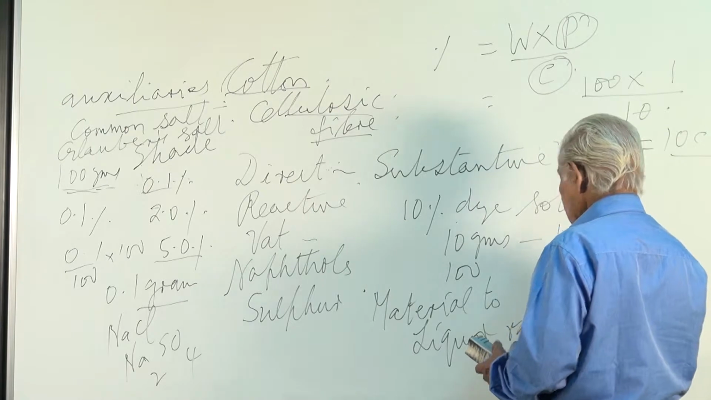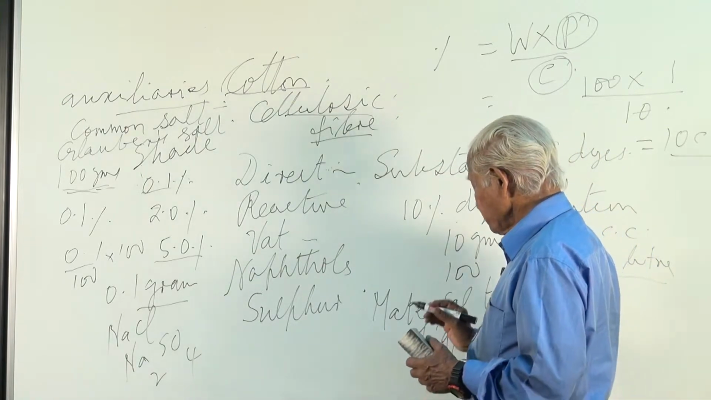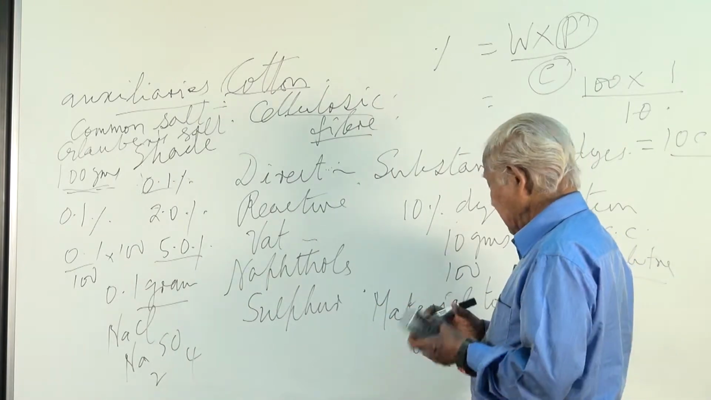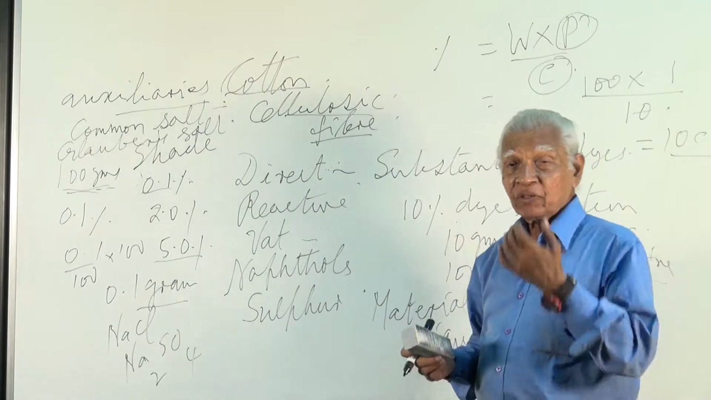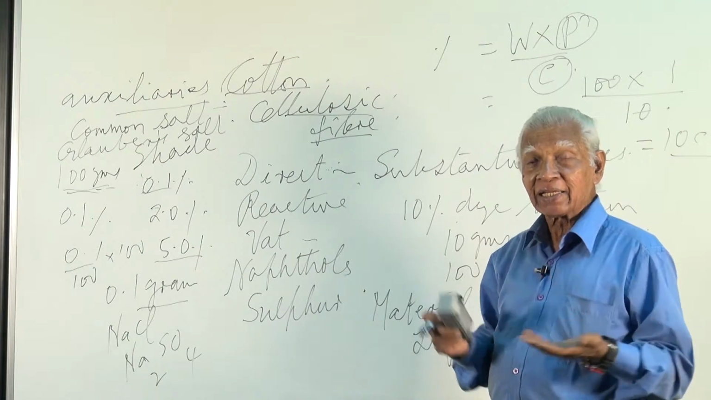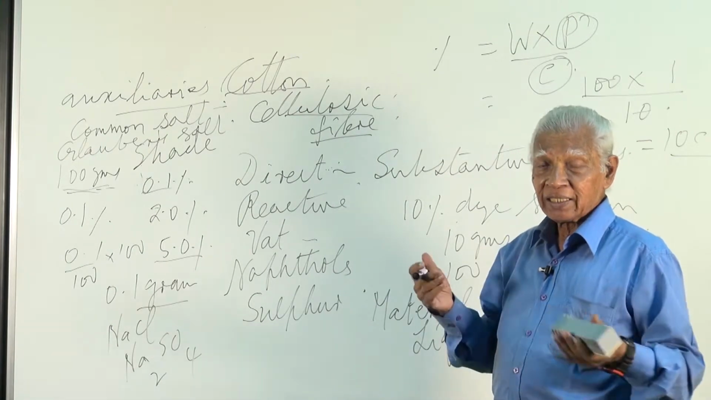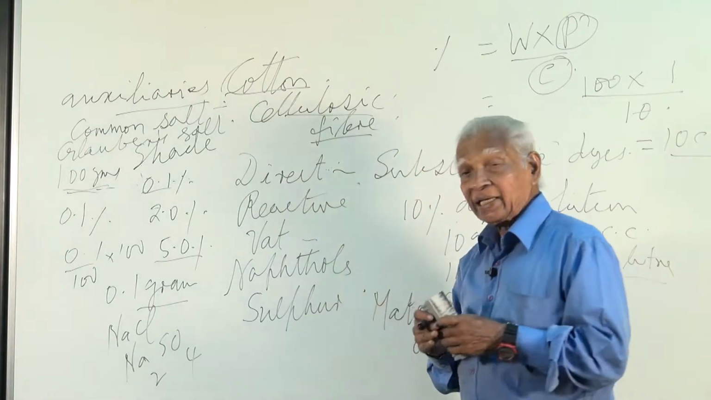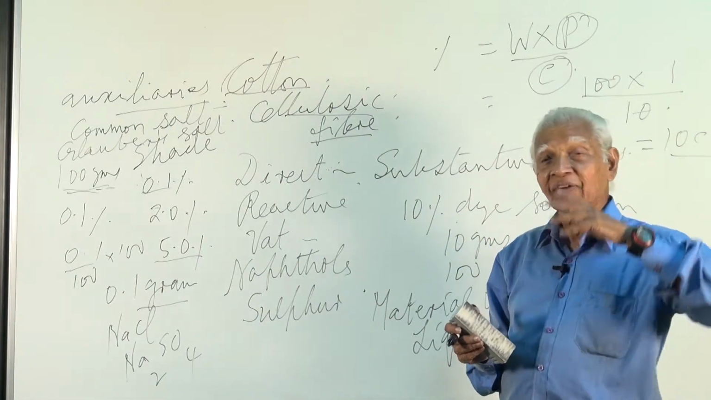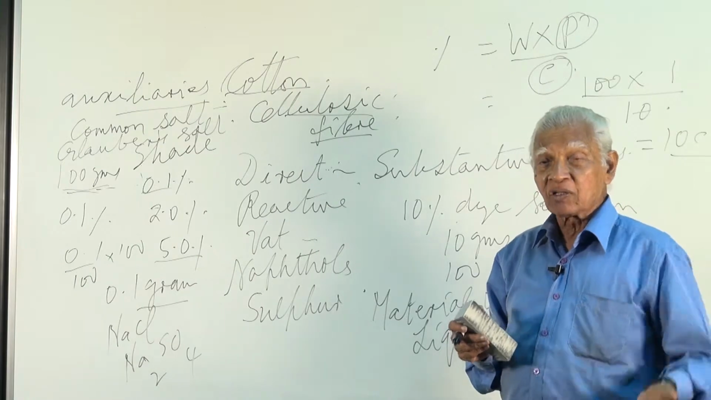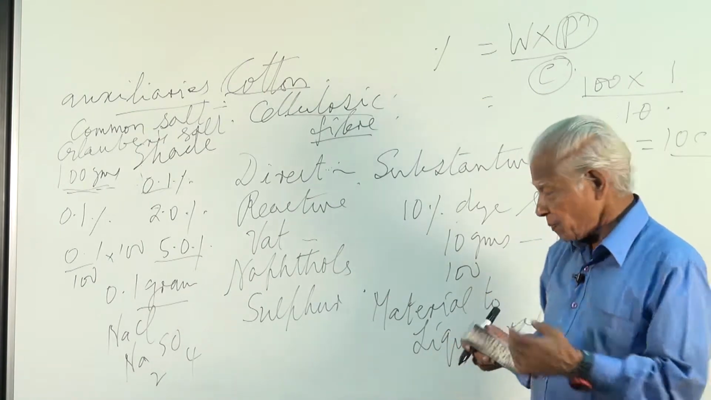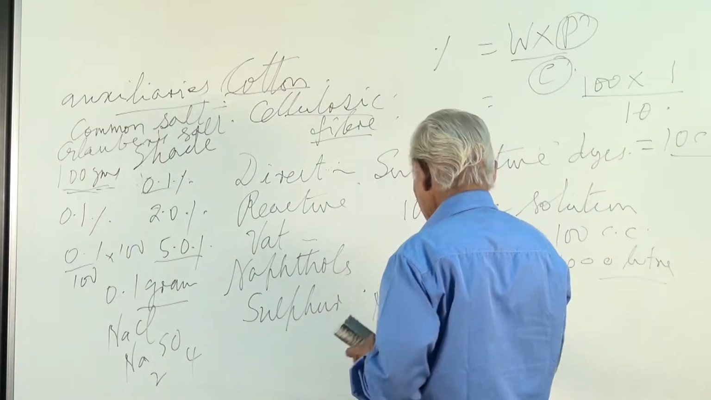This material to liquor ratio is of crucial importance because it decides the quantity of water that is to be used. And as you will appreciate, if you use less quantity of water for dyeing, it is welcome because of the low cost that is involved. And if you can carry out the dyeing at room temperature instead of at an elevated temperature, that is also desirable because it will lead to cost reduction and economies in dyeing.